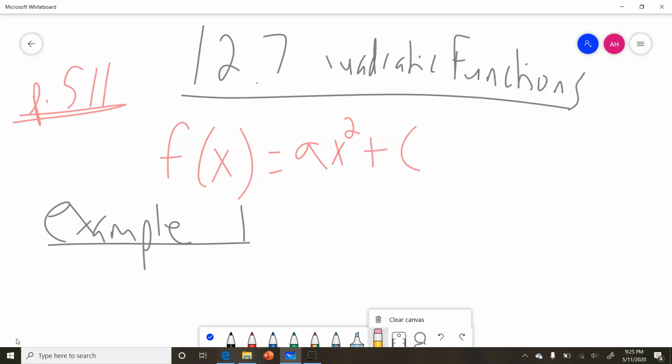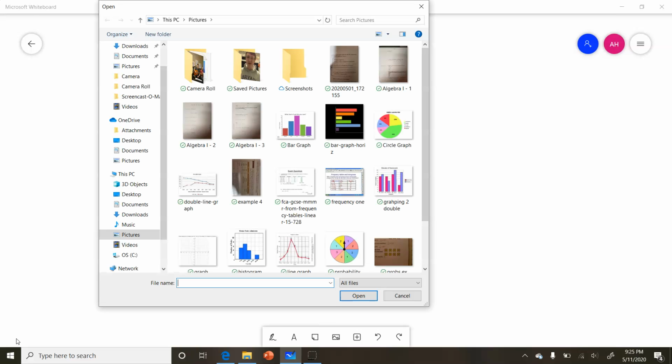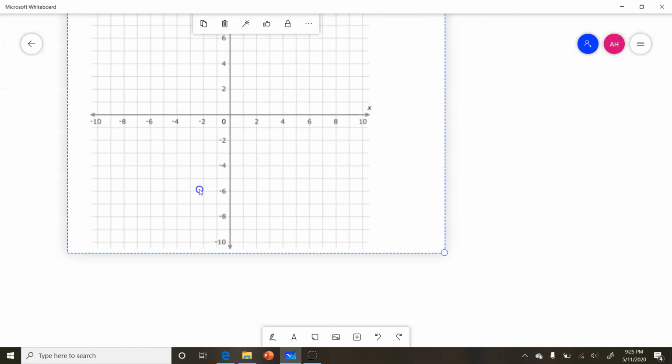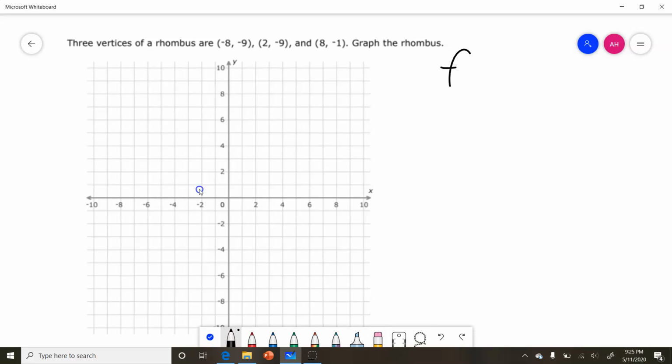I'm going to start it over so I've got a full screen here, and I'm going to give you a graph. Let's see if I can insert this. Here we go. So here's a graph, right? And they want us to graph an equation. The equation they want us to graph is simply f of x equals x squared.